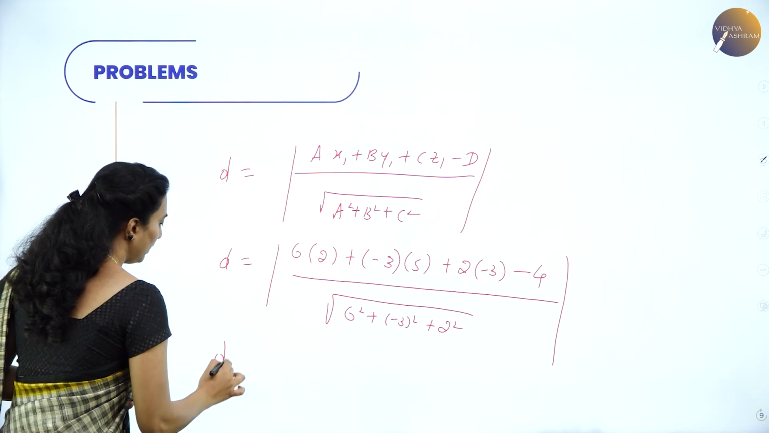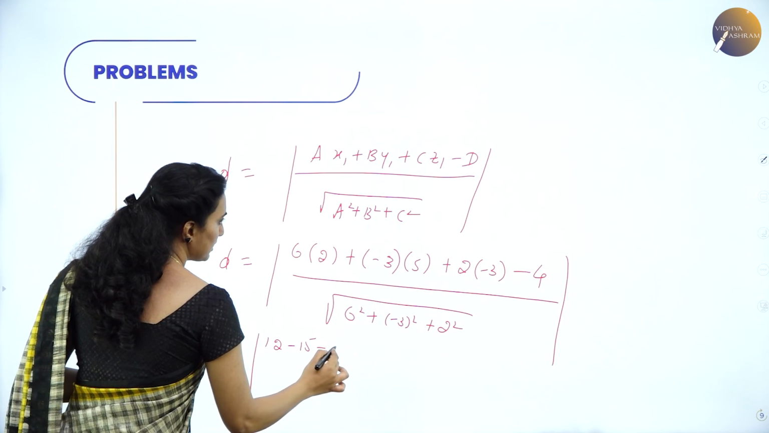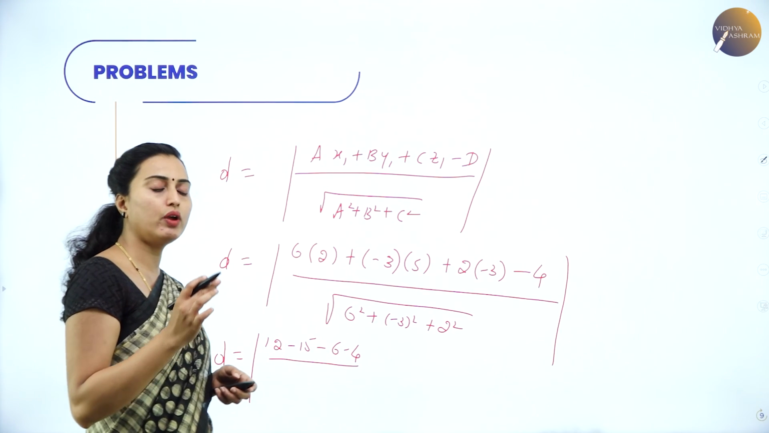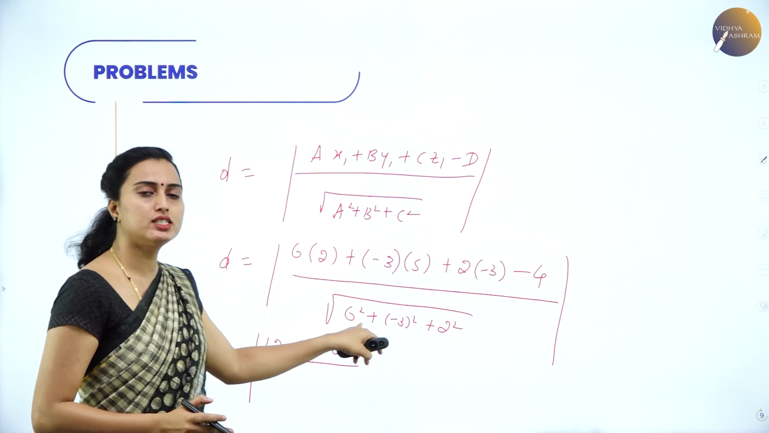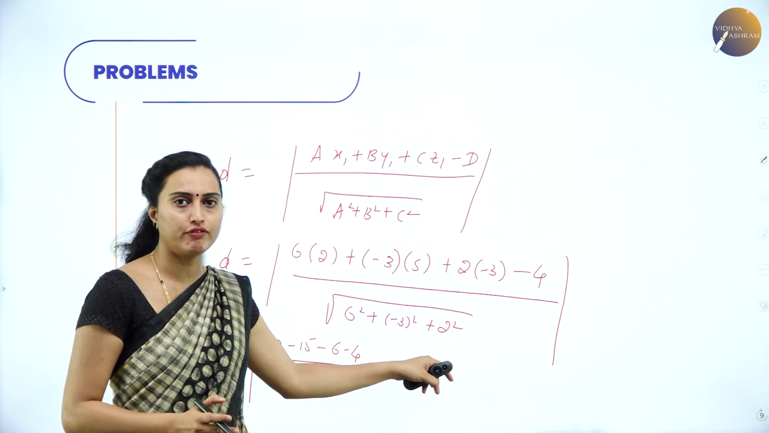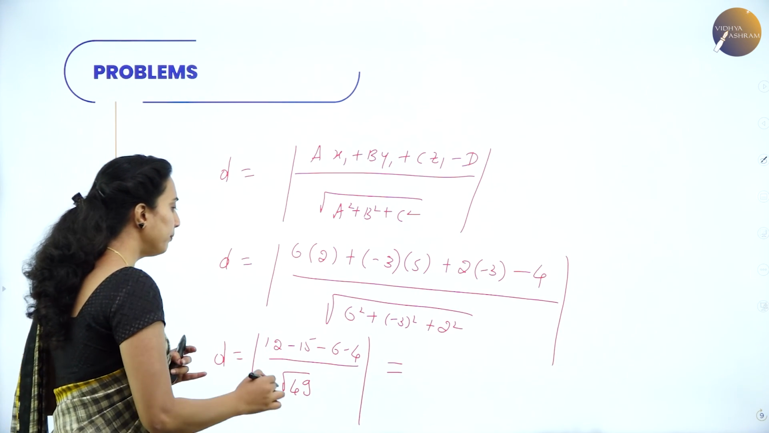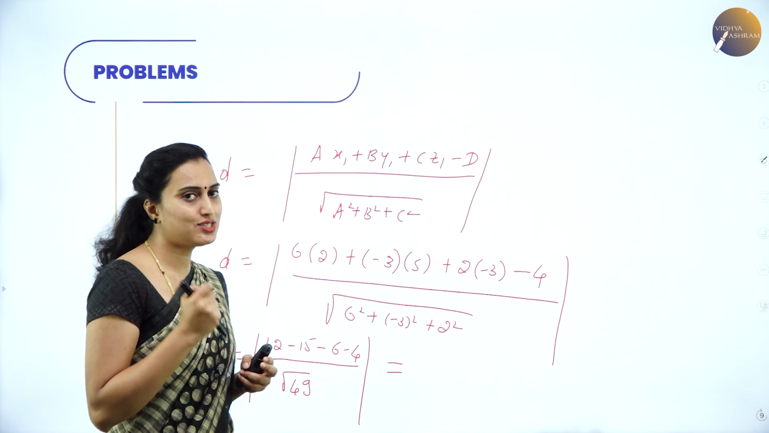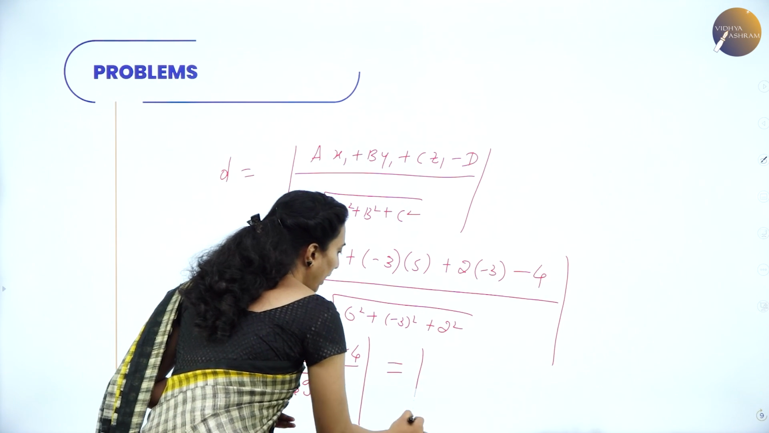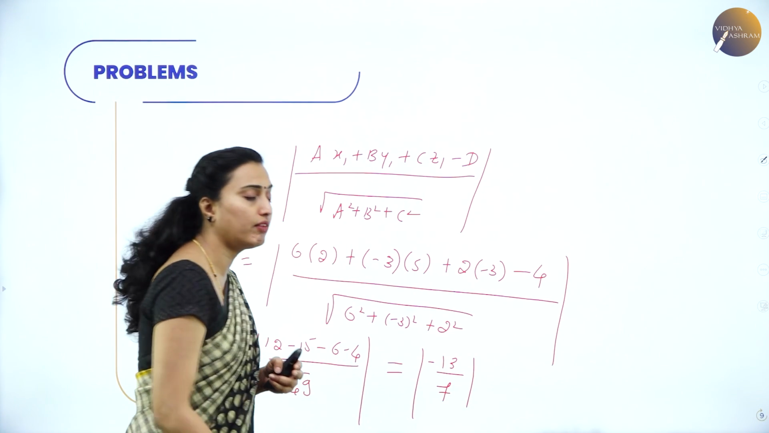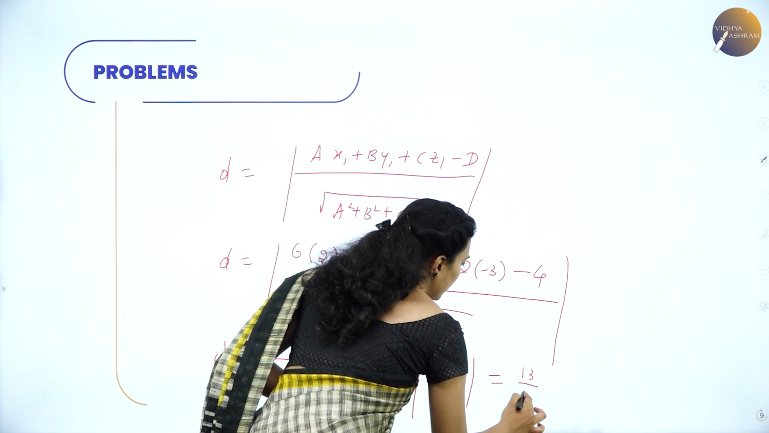Now let us evaluate this. D equals 6 twos are 12, minus 3 into 5 is minus 15, plus 2 into minus 3 is minus 6, minus 4, divided by the square root of 6 squared is 36, 3 squared is 9, 36 plus 9 is 45, 2 squared is 4, 45 plus 4 is 49, so the square root of 49. Let me evaluate: 12 minus 15 is minus 3, minus 6 minus 4 is minus 10, minus 10 minus 3 is minus 13. So, the magnitude of minus 13 divided by the square root of 49, which is 7. But distance cannot be negative, so inside the magnitude the negative value becomes positive. So 13 divided by 7 is your answer.